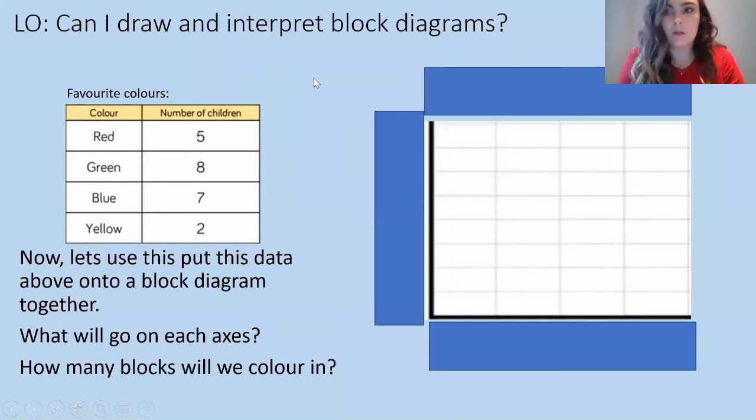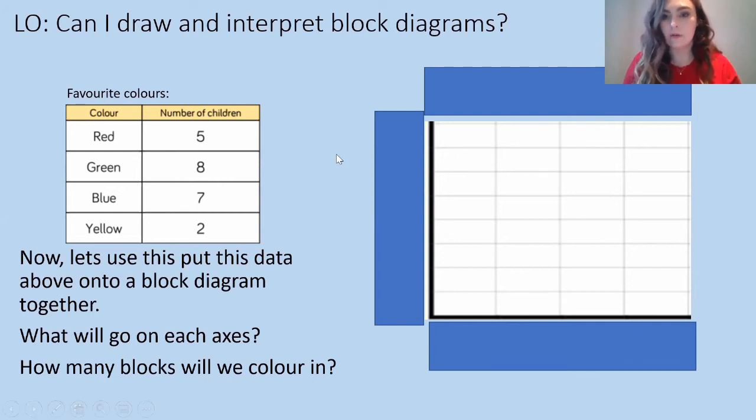So now what we're going to do is draw our own block diagram. We've got some data on the side that shows favourite colours from children in the class. So we need to have a think about what we're going to name our graph, what's going to go on each axis, and how many blocks we're going to colour in. So pause the video and see if you can have a go or have a think about what you might name it, what you might have as each axis, and how many blocks you will be colouring in. And then we're going to go through this together.